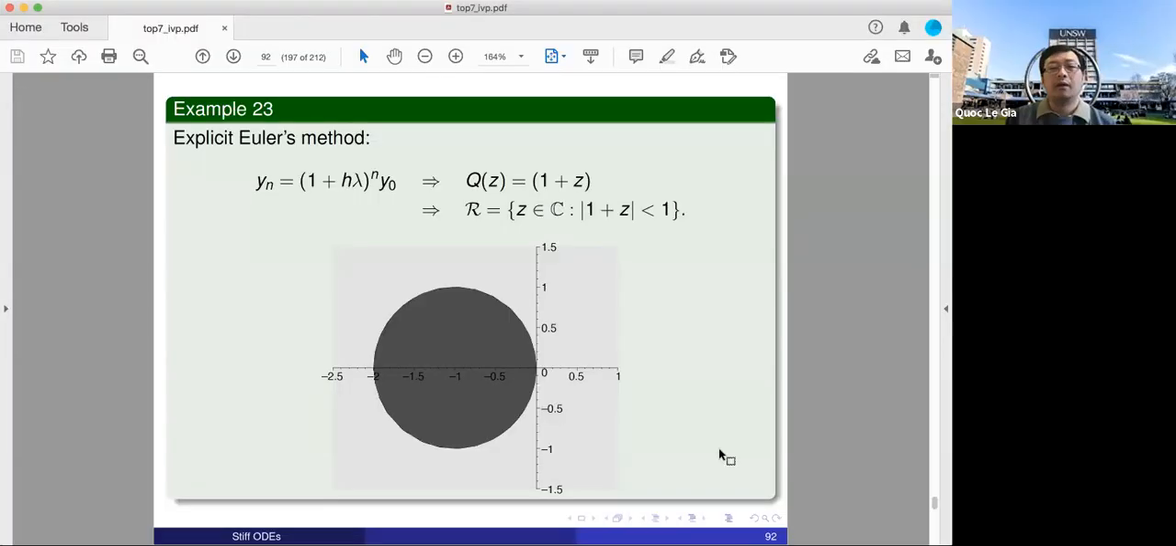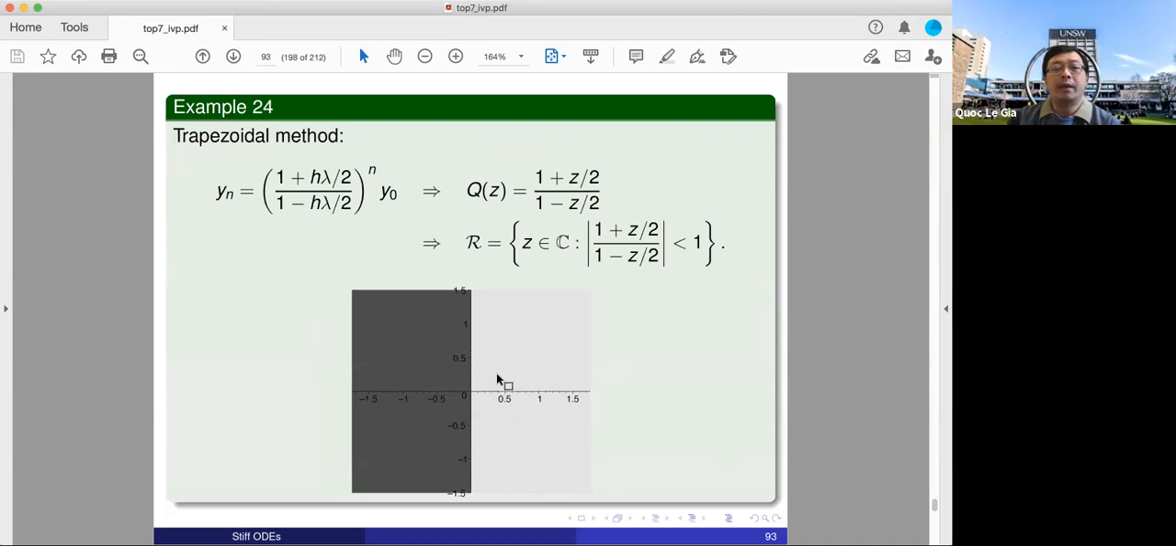That is exactly what we have here. If you go back to the slide, you see this is |1 plus z| less than 1, and in the complex plane this is just a circle, or rather the inside of the circle, centered at x equals minus 1 and y equals 0, with radius 1. So that is the explicit Euler method.